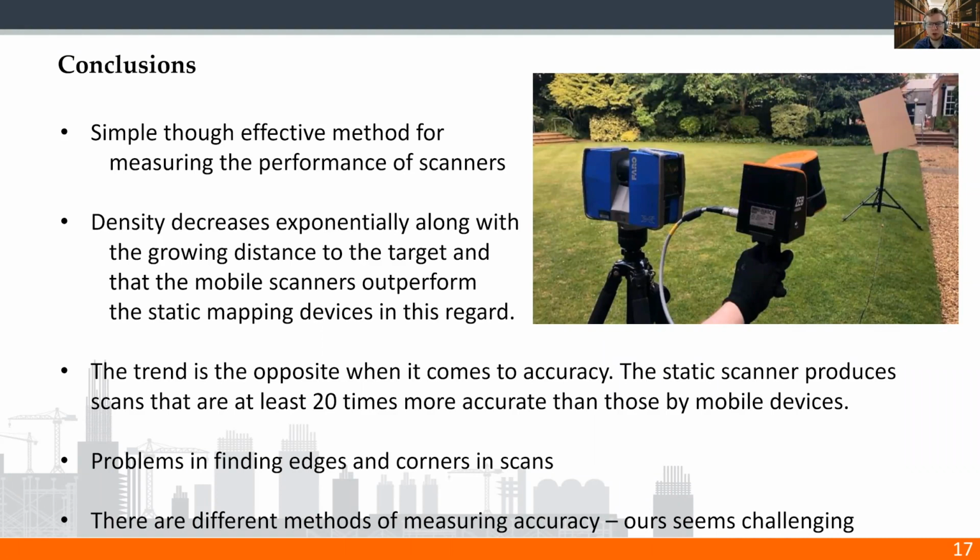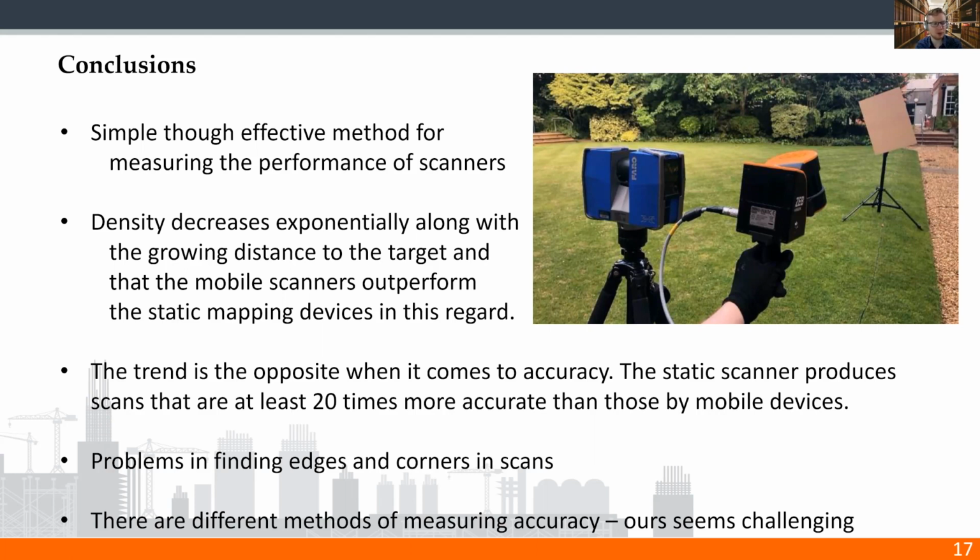In this paper, we showed a simple though effective method for measuring the accuracy and density for static and mobile scanners. A rectangular target of known dimensions was systematically scanned by all the mapping devices at varying distances, and its point clouds were processed to collate their statistics. Our experiment showed that the density of the scanned targets, measured in points per second, decreases exponentially along with the growing distance to the target, and that the mobile scanners outperform the static mapping devices in this regard.